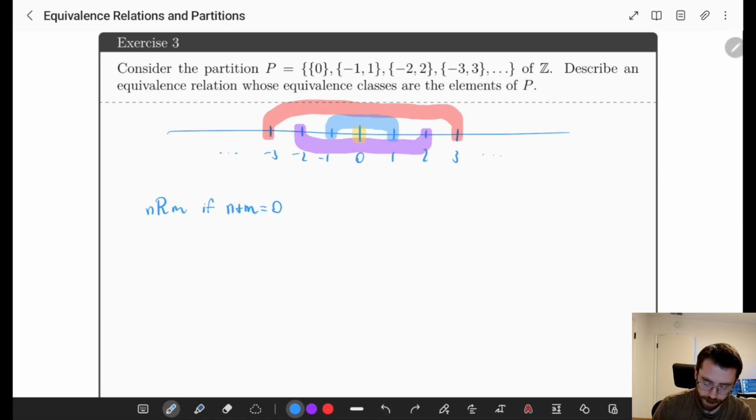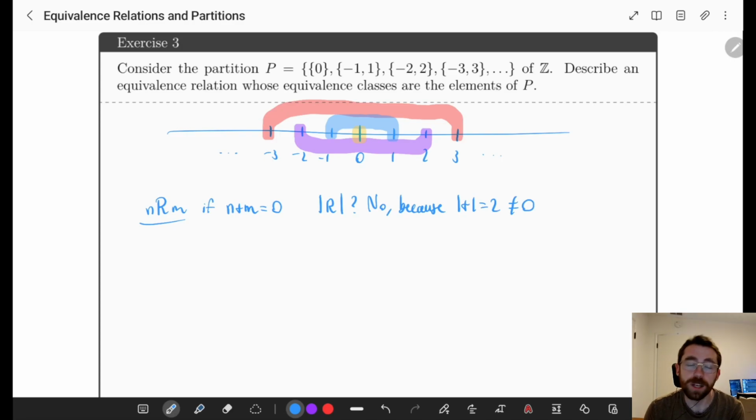The reason it doesn't work is because it fails to be reflexive. Right? Is 1 related to itself? No. Not according to this relation, at least, because 1 plus 1 is 2. It's not 0. And we know equivalence relations need to be reflexive. So this would not be reflexive. It would not be an equivalence relation. So let's just get rid of it.